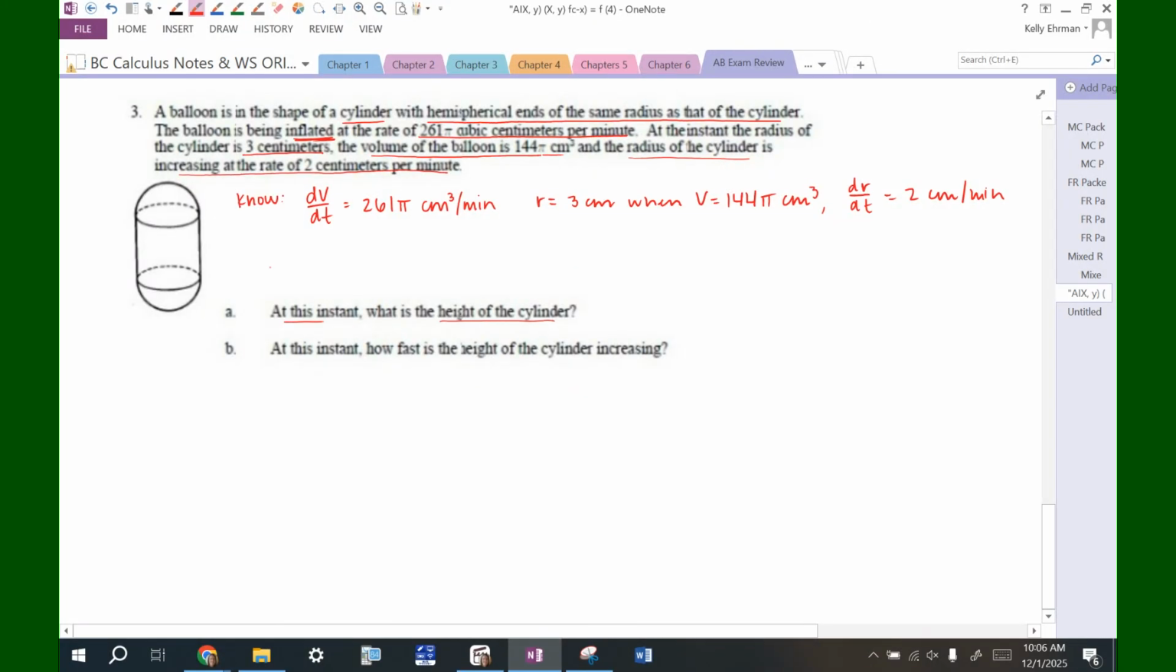All right, so volume of a cylinder is pi r squared times the height of the cylinder, which is changing. And r is not fixed because this balloon is expanding both sideways and vertically. r is not fixed, and neither is h. So we need to start with our formula.